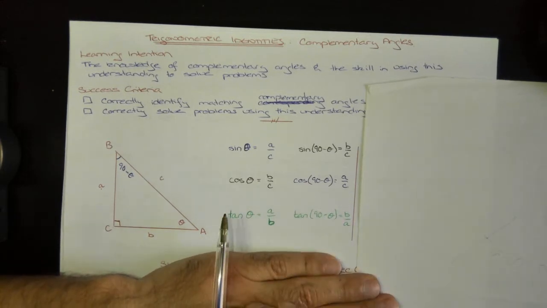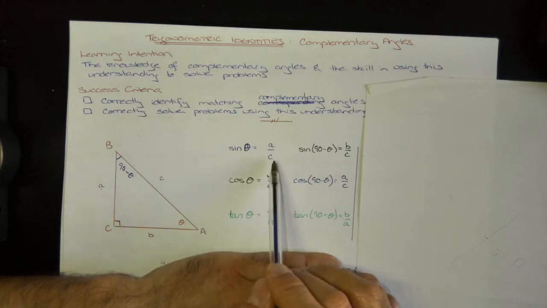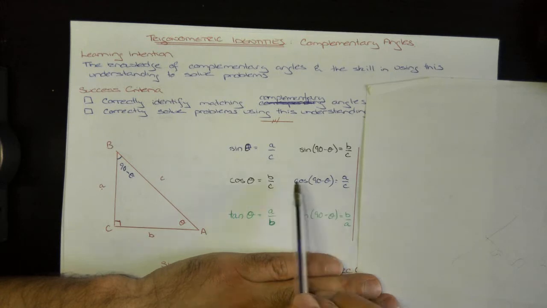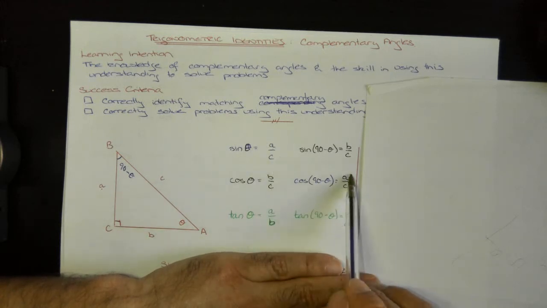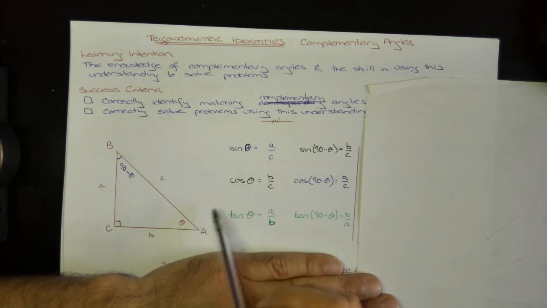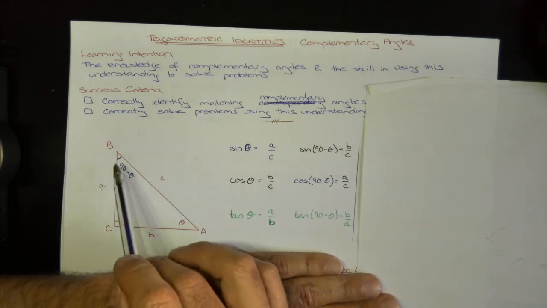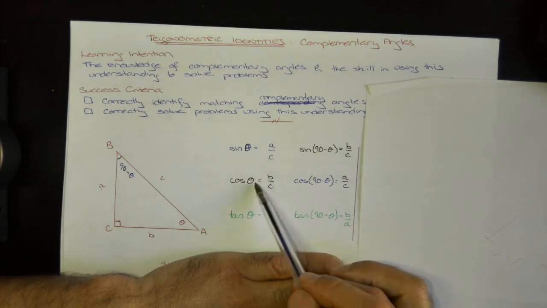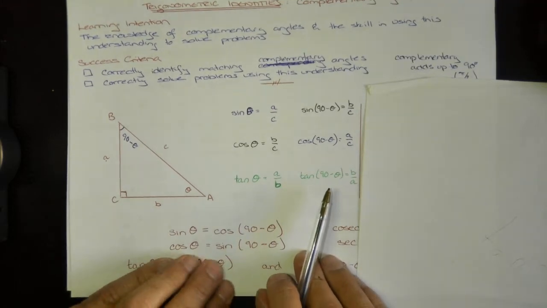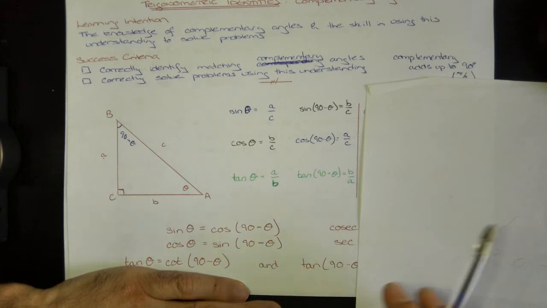Okay. Note that when sine theta was A over C, that's the same as this cos 90 minus theta. This solution was the same as this solution. And cos theta, so the cos of this was B over C, well, that's the same as the sine of this one, B over C. So these match. So therefore, sine theta equals cos 90 minus theta, and cos theta equals sine 90 minus theta.